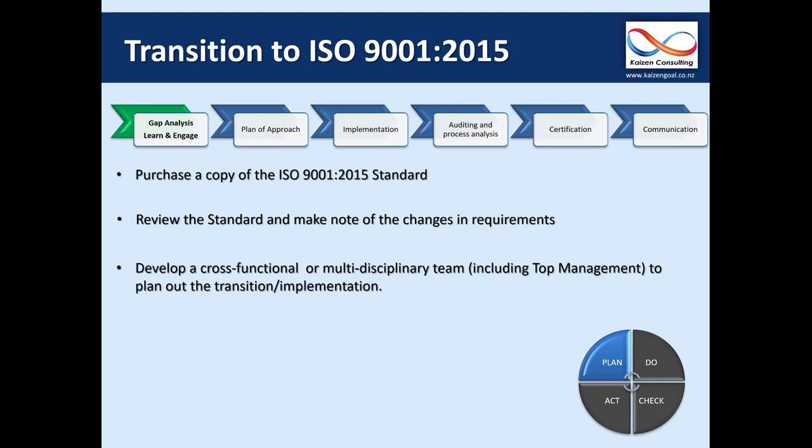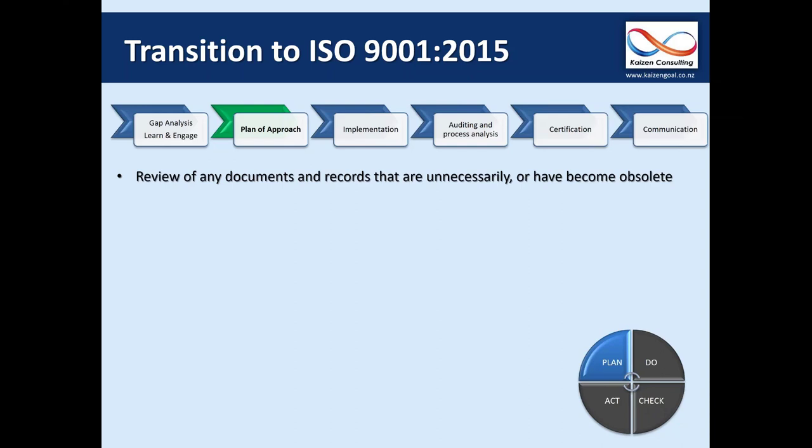This is something that top management needs to buy into. They need to commit to the resources that they or their team are going to put into this project. So it would really pay off to clarify those at the beginning of the project. Identify the key milestones for the project. And you'll have to do a gap analysis to identify the areas that you need to focus on for your transition. Then you will have to review any documents and records that are unnecessary or have become obsolete.